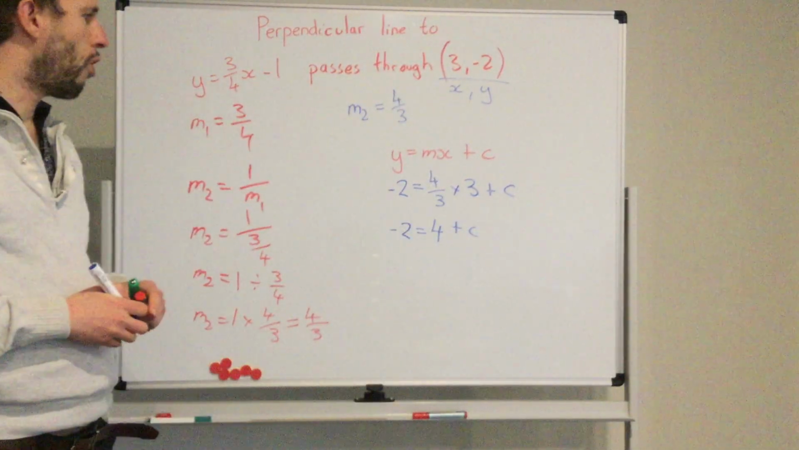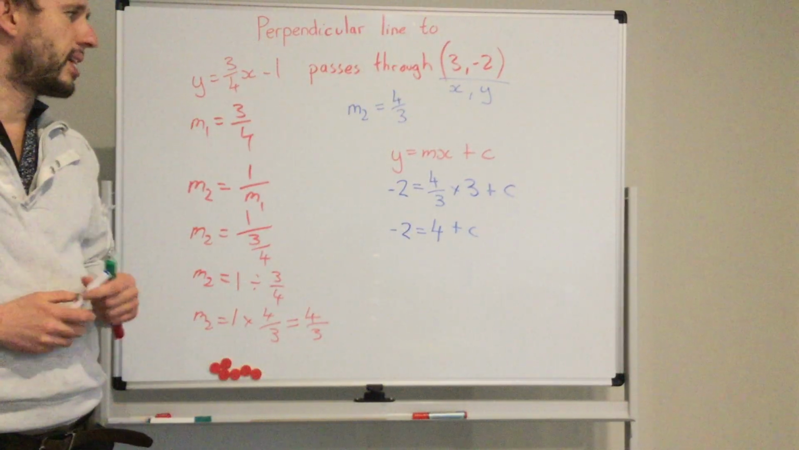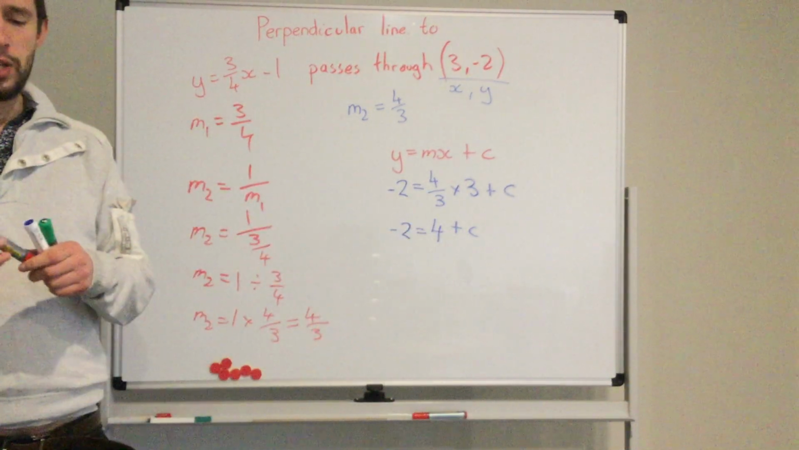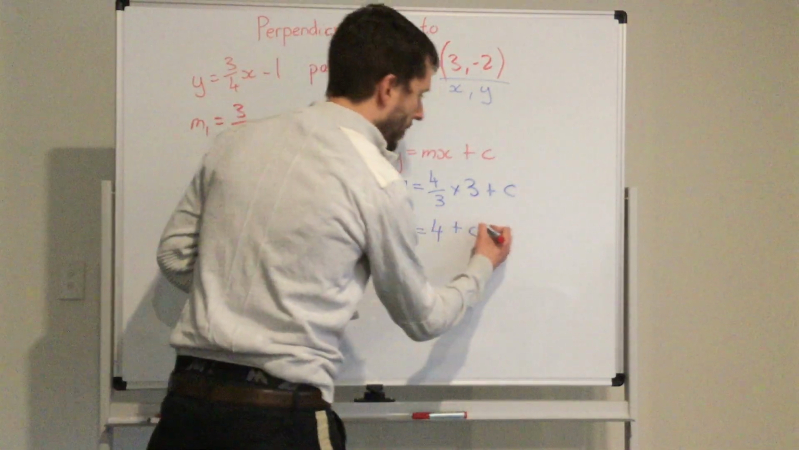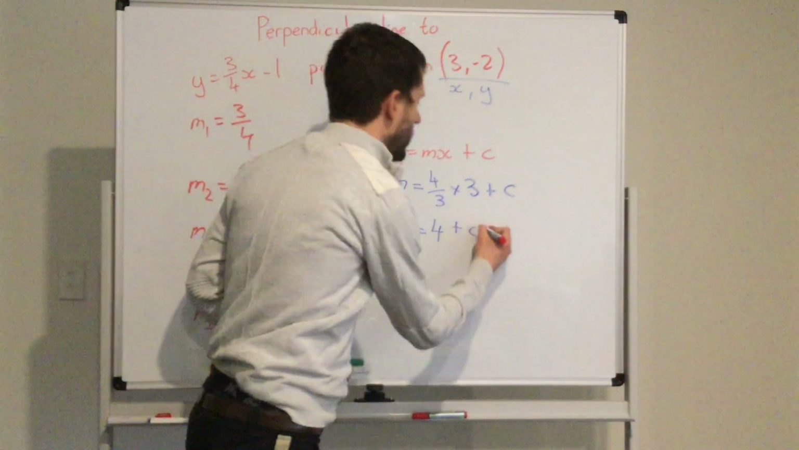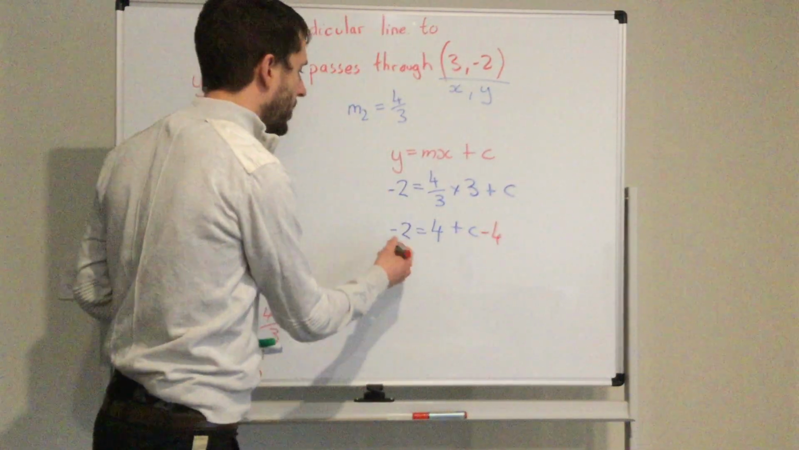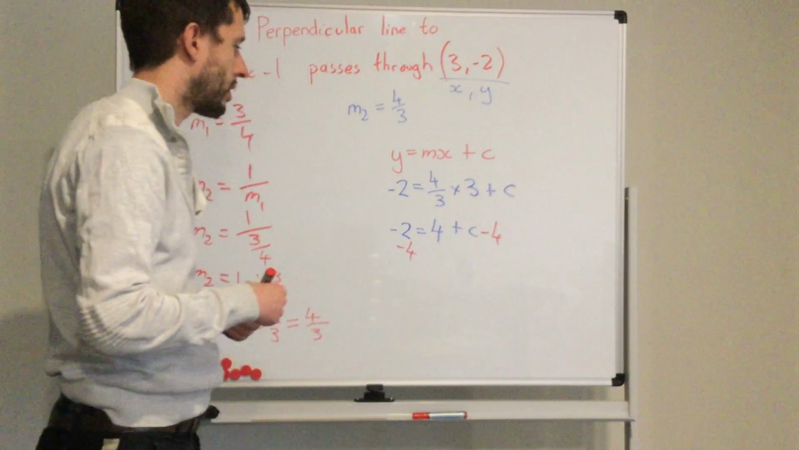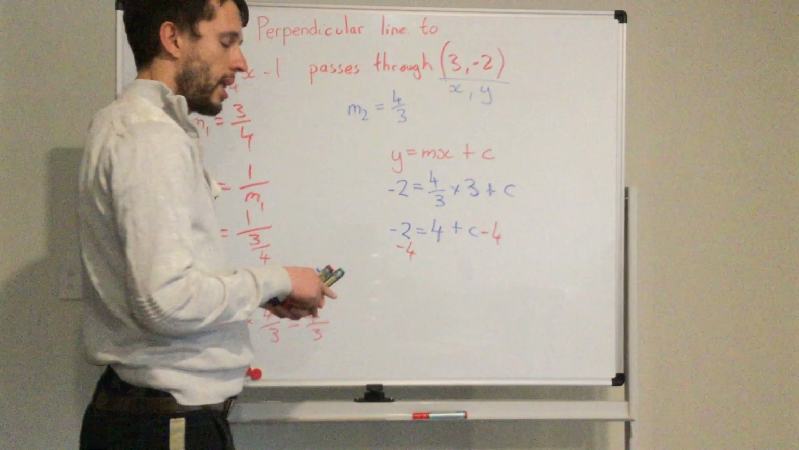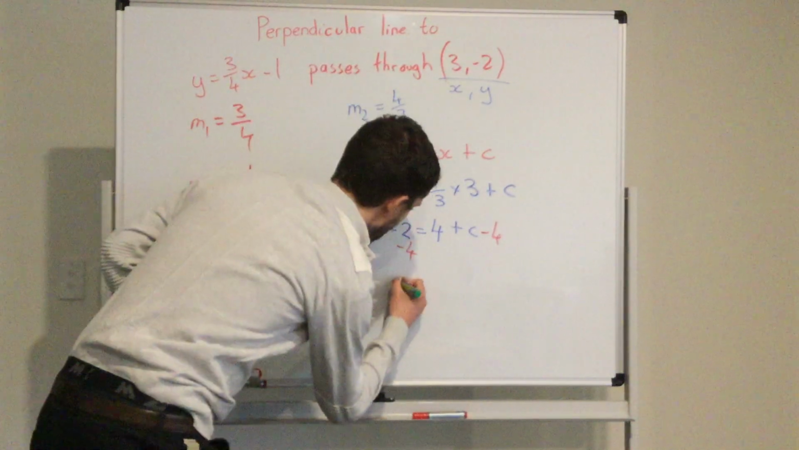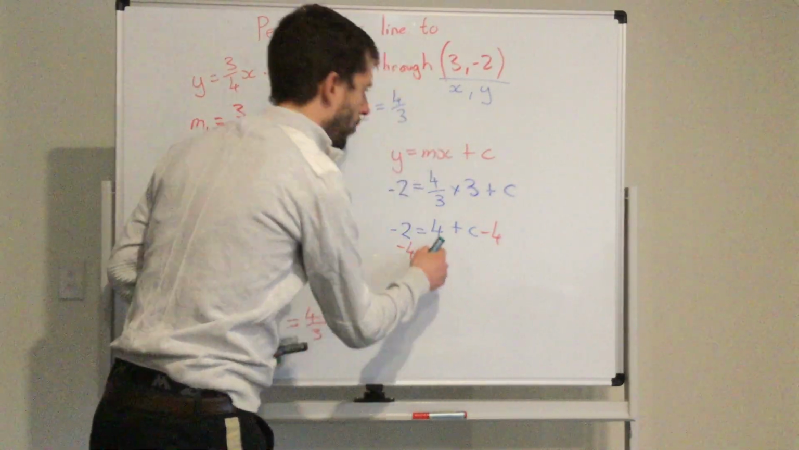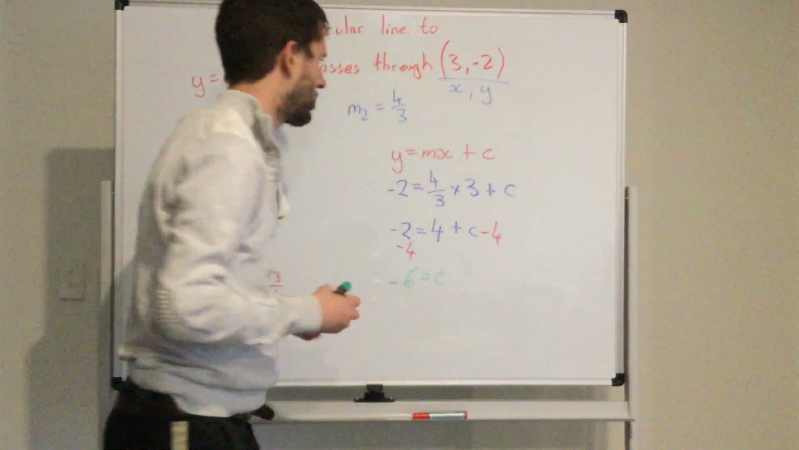So 4 plus c. I would like c by itself, so I'm going to take 4 and put it onto the other side. So that means whatever I do to one side of the equation, I must do to the other. So I take 4 from this side, and I'm taking 4 from this side. So negative 2 take 4 becomes negative 6 equals 4 take 4 equals 0, so I've just got c.